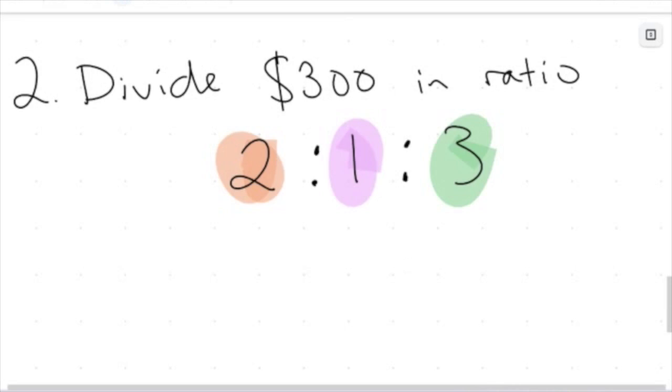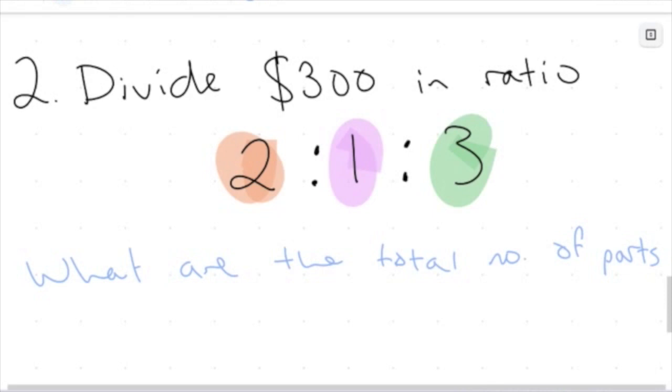Now, I want to consider what are the parts of this? So what are the total number of parts of my whole? And my whole is my $300.